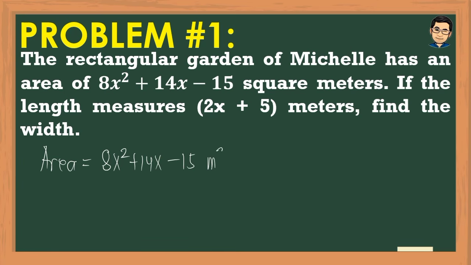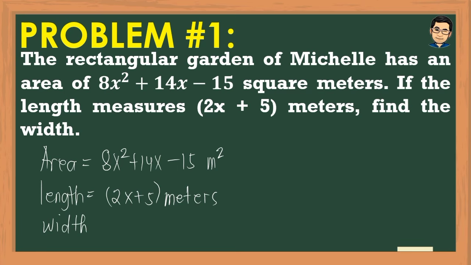So, square meters. And then, given yung isang dimension, which is yung length, which is 2x plus 5 meters. So, ano nga ba yung mga dimensions ng rectangle? So, length and width. Ibig sabihin, width ang ating hinahanap. So, ayan. Naka-indicate naman sa problem. Find the width. So, ano nga ba ang formula ng area ng rectangle? So, the formula for the area of rectangle is length times width. So, given yung area, given din yung length, hahanapin natin yung width.